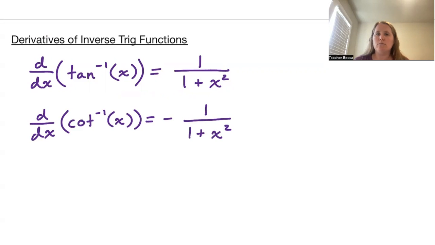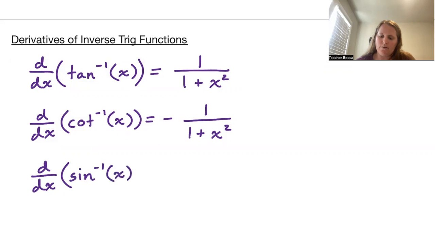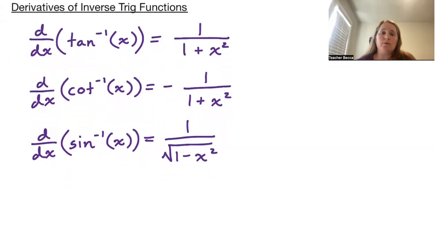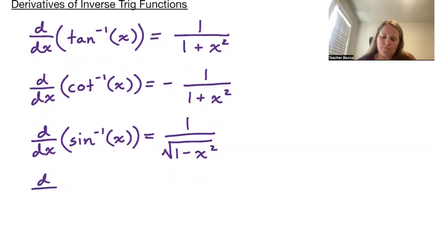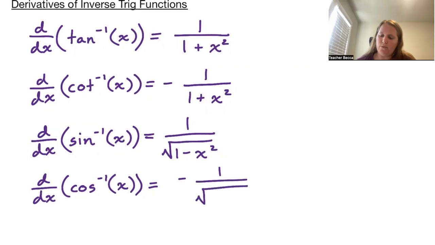Then we have the derivative of sine inverse of x is 1 over the square root of 1 minus x squared. The derivative of cosine inverse of x is a negative 1 over square root 1 minus x squared.